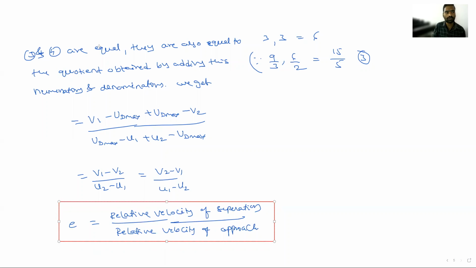So you can write this one also. Okay, you will understand. In the bracket you can write this one.